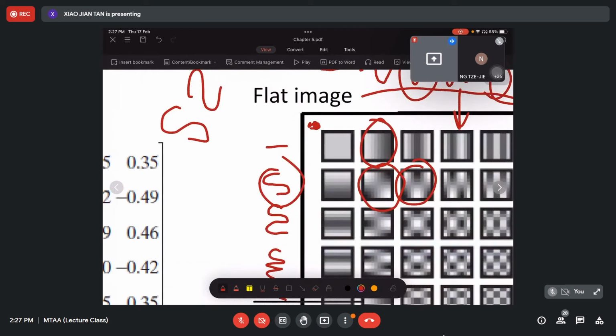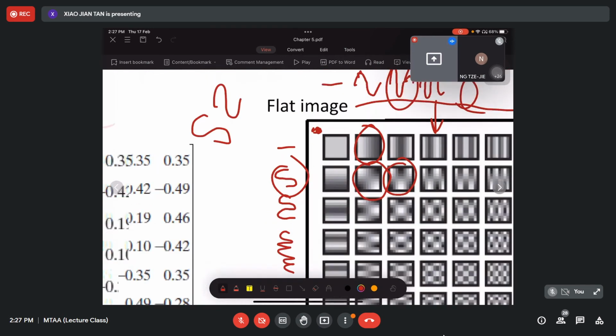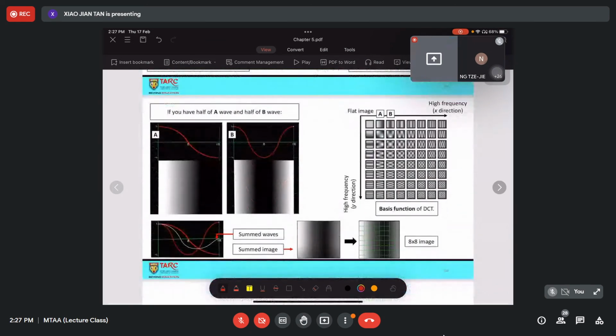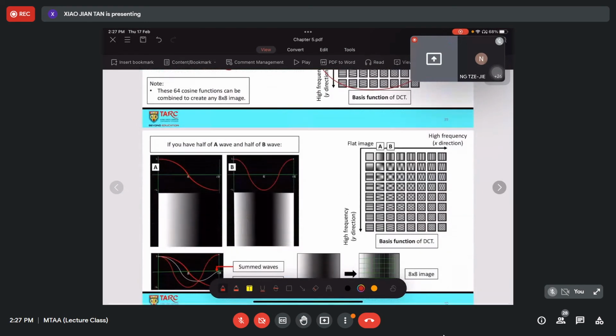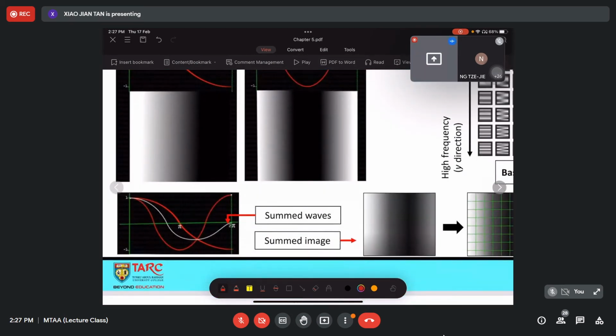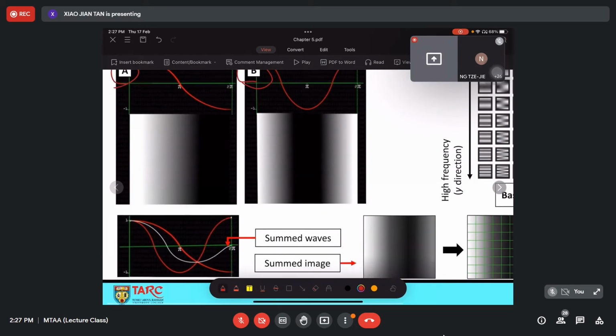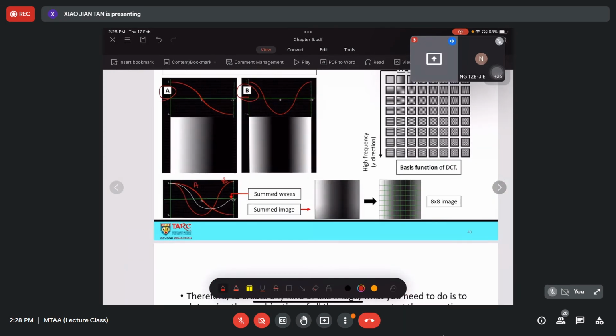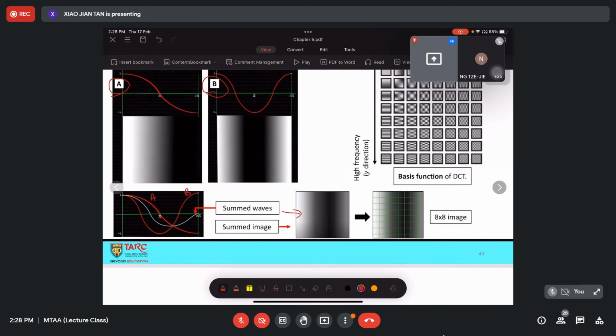Okay, so this is actually the message behind this block. If you have a half wave of A wave and a half wave of B wave, so basically 2 waves summed together, this is A wave, this is B. Later on you will get the white line, which is the sum wave. Okay, so the sum wave here is actually this image.